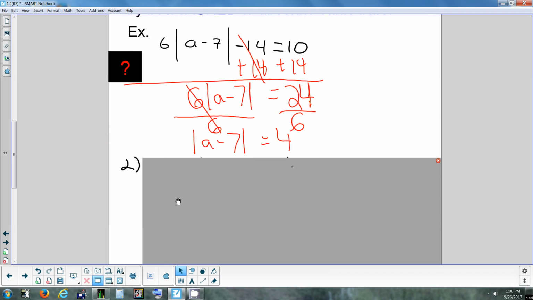Now we're at the actual point where we can solve. It's set up the correct way. All right? Now you're ready to solve.